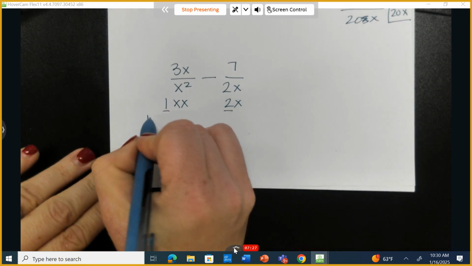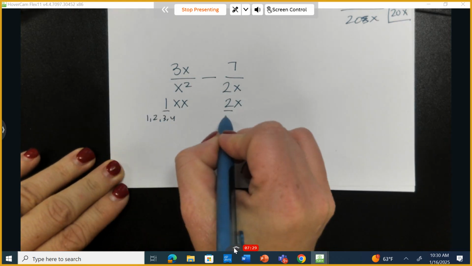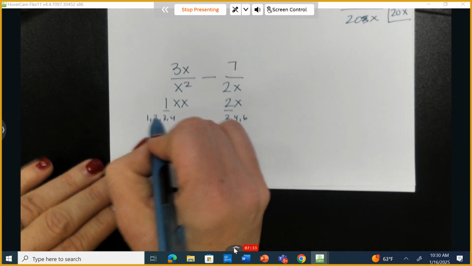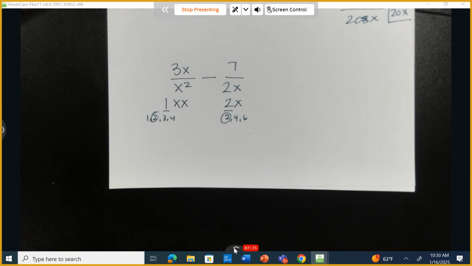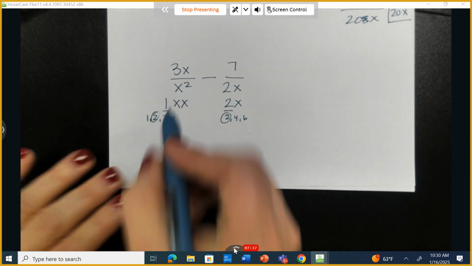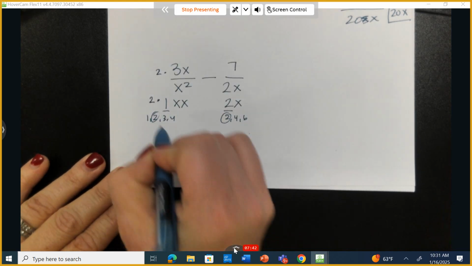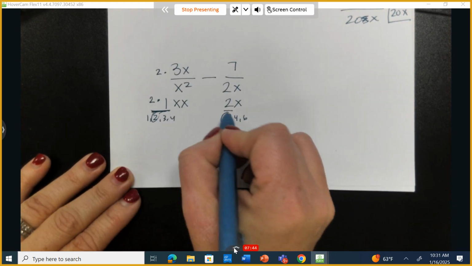Well, let's think, what are multiples of 1? 1, 2, 3, 4, and so on. Multiples of 2: 2, 4, 6. What's the smallest number in both of these lists? A 2. So I want them to become a 2, and I can only do that by multiplying. So I'm going to multiply the left side by 2 on both the top and the bottom, and then personally I'm going to underline those 2's.